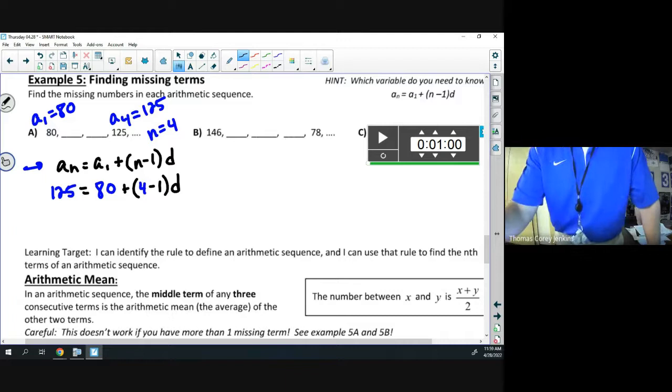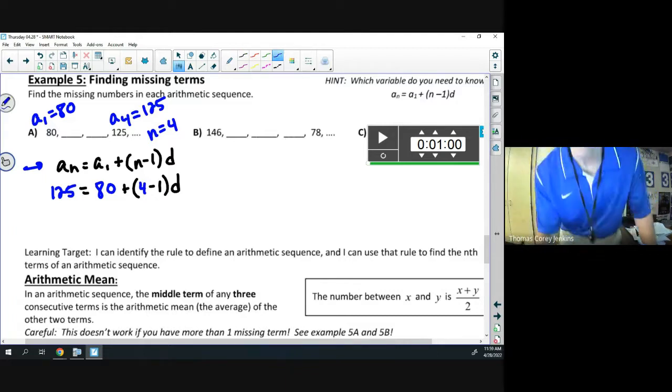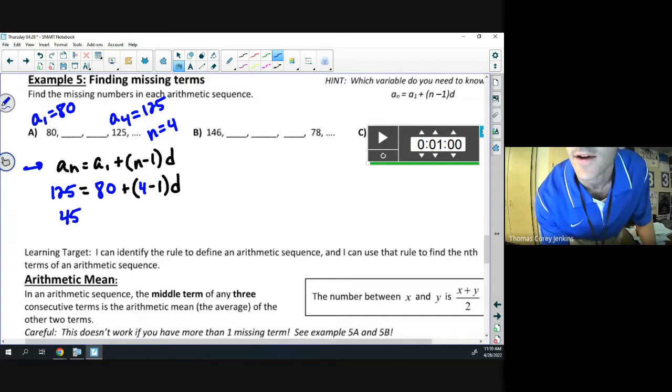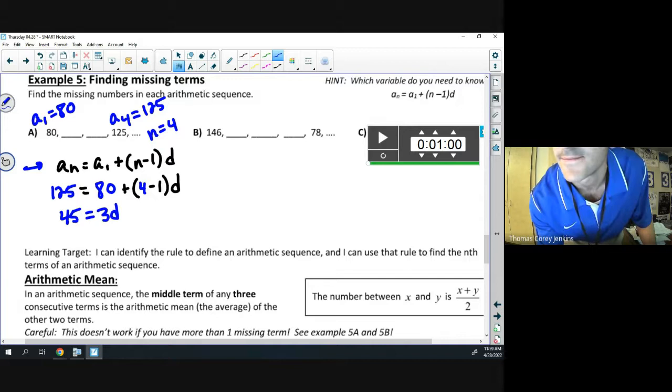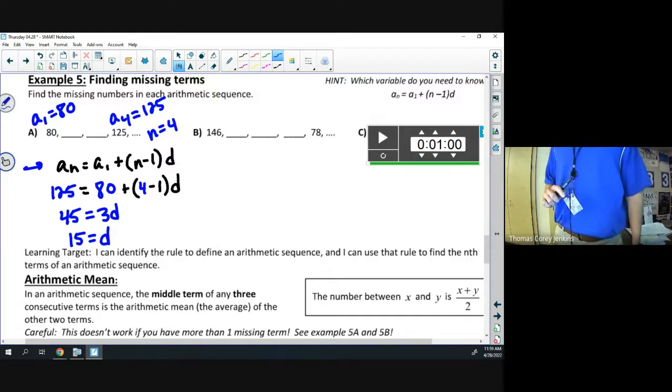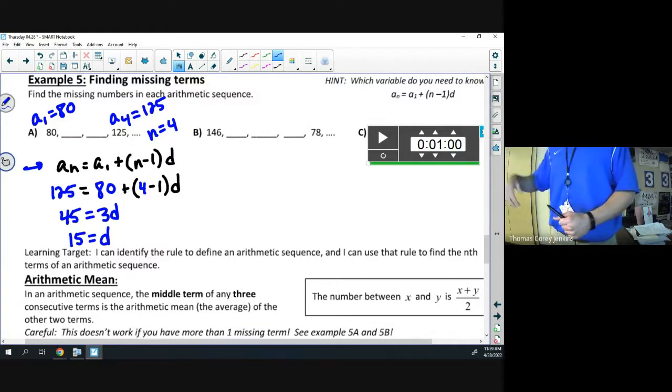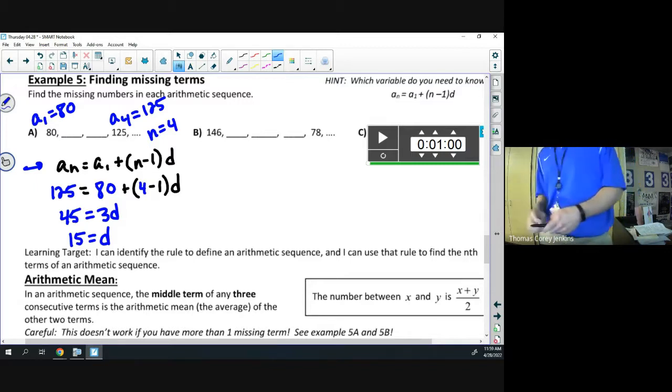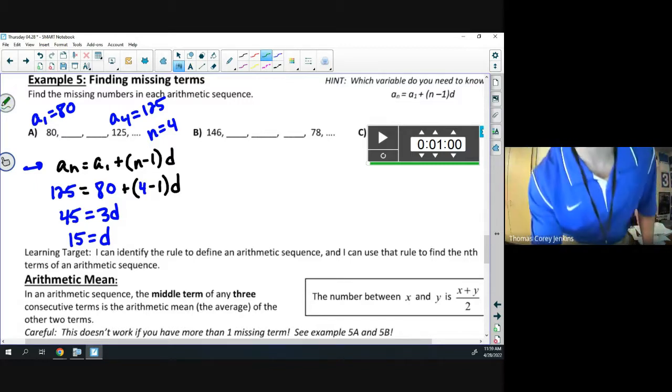So first step is minus 80 from both sides, which is going to give me 45 over here. And 4 minus 1, we'll simplify that to 3. Now, if we divide both sides by 3, we can see that d equals 15, okay? So basically we find the difference between 80 and 125, but then 125 is 3 spots down the line, so you have to divide that by 3 to get our common difference, which is 15.